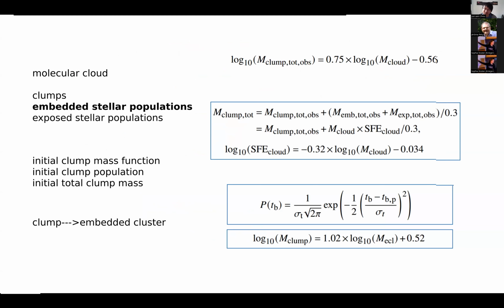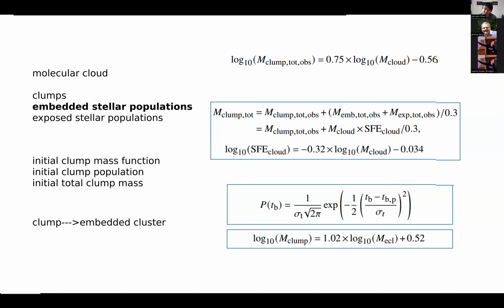Actually, a cloud, apart from clumps, can also include stellar populations, and those stellar populations are also from the past clumps. And so we also need to estimate the stellar mass of the cloud and transfer the stellar mass to the clump mass through this star formation efficiency. And then combine with the currently existing clumps, we can construct the initial clump population for this cloud.